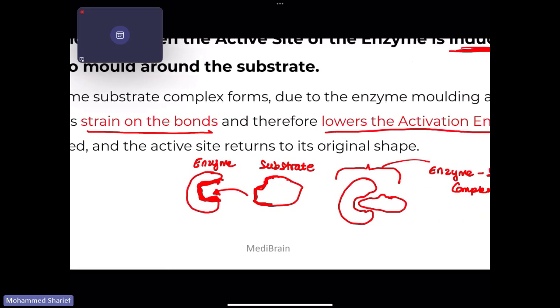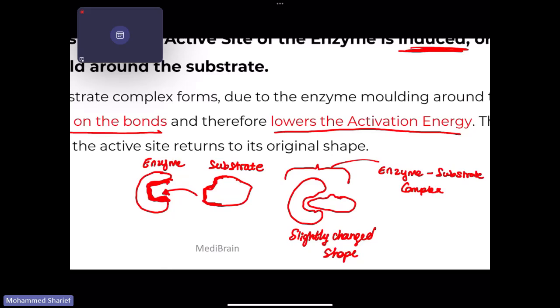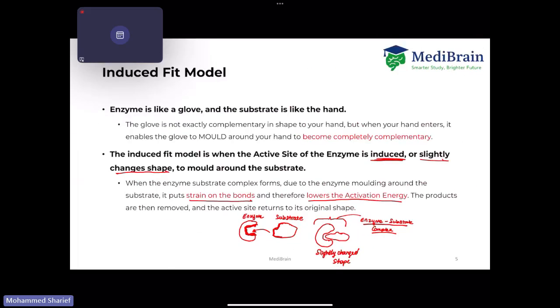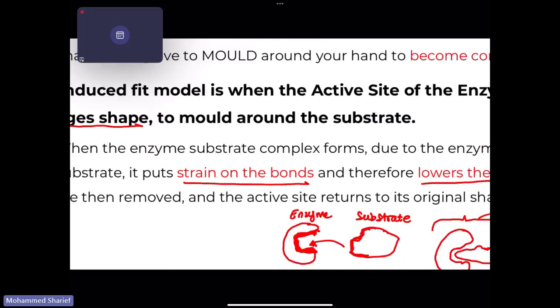And that's why it's done here. It's slightly changed shape. And because it's slightly changed shape, it can form the enzyme substrate complex. Once this enzyme substrate complex is formed, strain is put on the bonds. Remember, the substrate has bonds within it. We're putting stress and strain on those bonds, causing those bonds to break.